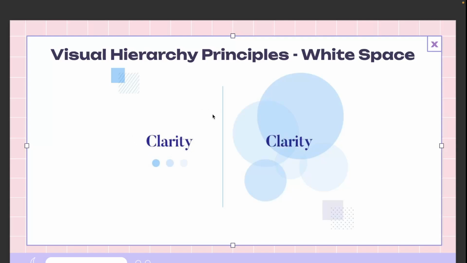And look at all this space. So where is our first attention going to? Here our first attention went to this very big circle, right? But here our first attention is going to the clarity. So this is why white space is important.